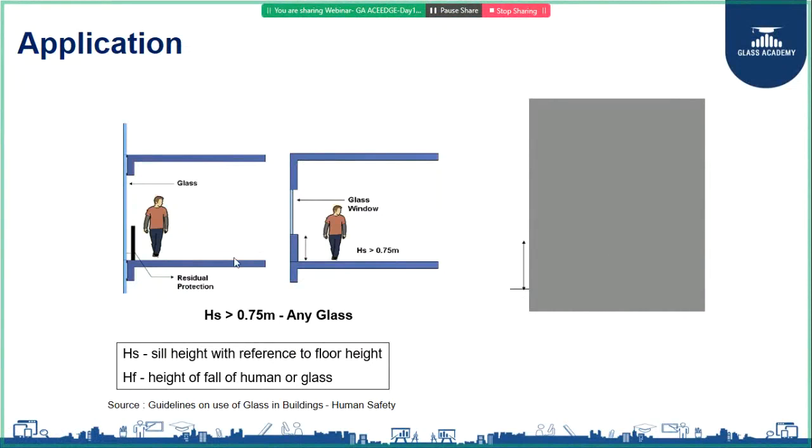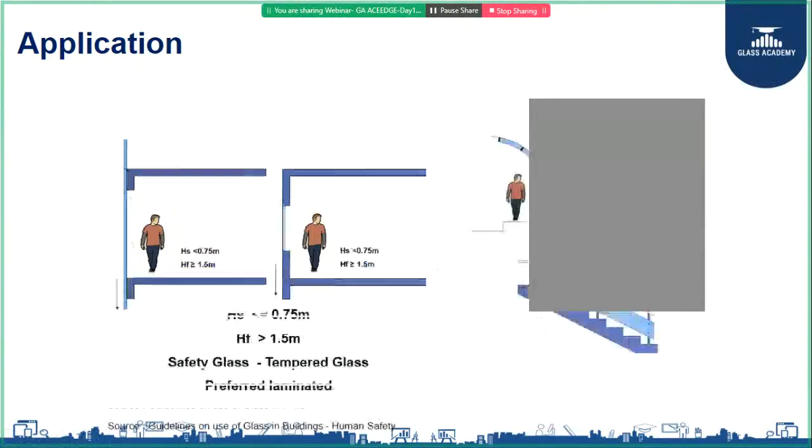So first let us see here. Your height of sill is more than 0.75 meter. Then you can use any glass. But when your height of fall is more than 1.5 meters, then you will have to go for a different type of glass. So here my height of sill is also less, and my height of fall is more than 1.5 meter. And in the other case also, the height of sill is less than 0.75 meter, and your height of fall is more than 1.5 meter. So here safety glass is mandatory. You will have to go for a safety glass, which is a fully toughened glass.